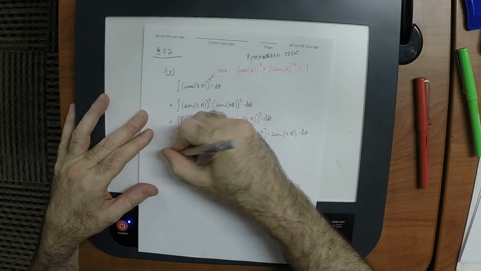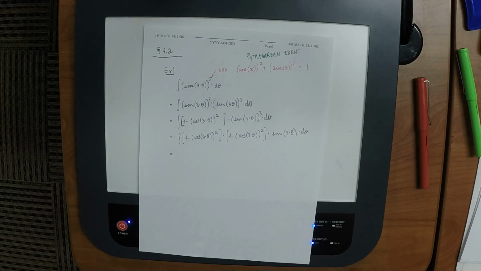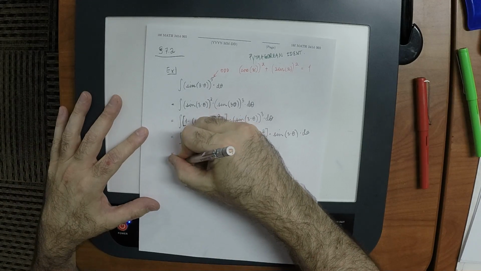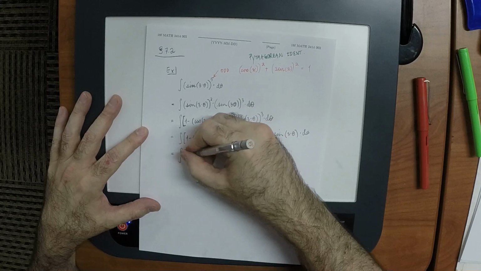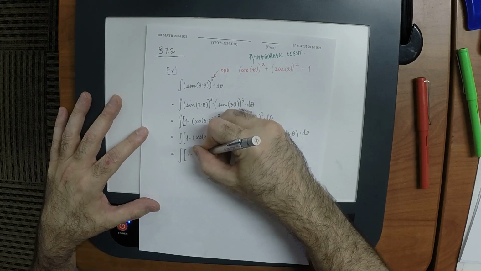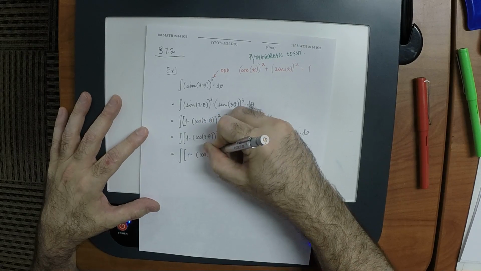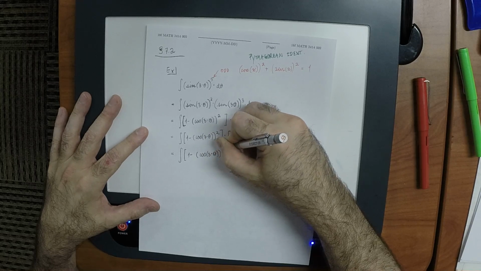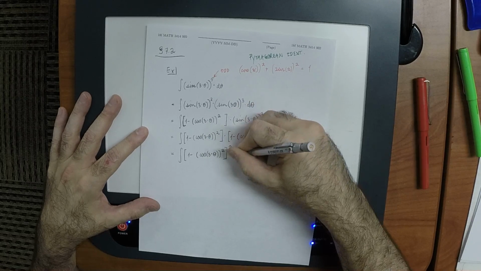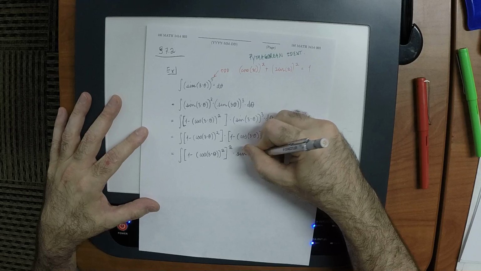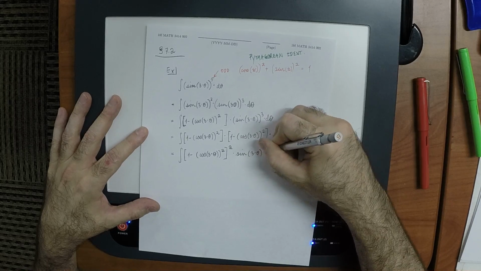And of course, when you get accustomed to doing this, you would come to this step pretty rapidly. You just say 1 minus cosine of 3 theta squared, in the square parentheses, I'll square those, multiplied by sine of 3 theta d theta. And now I claim that we're in pretty good position.